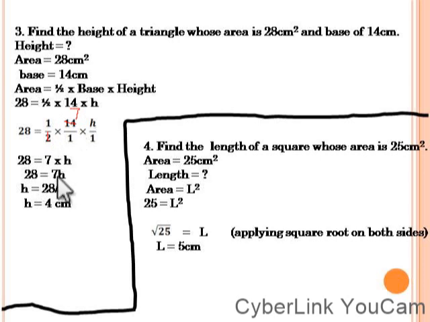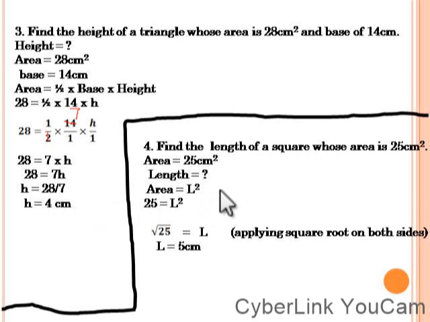So dividing both sides by the coefficient of h here, which is 7, that will now give us h is equal to 28 divided by 7. And 28 divided by 7 will give us 4, because 4 times 7 will give us 28. So the height will now be 4 centimeters as our answer.